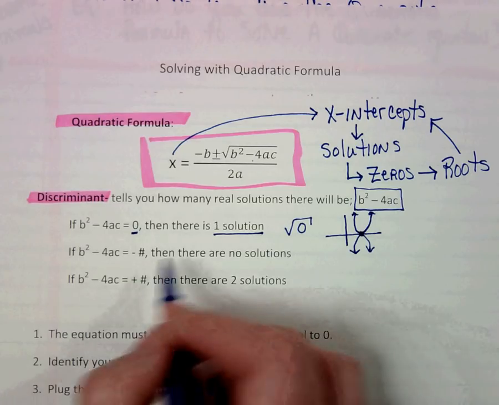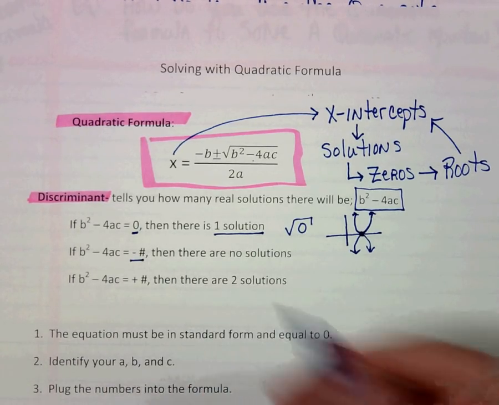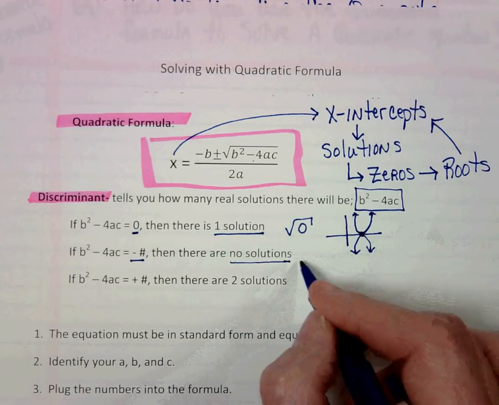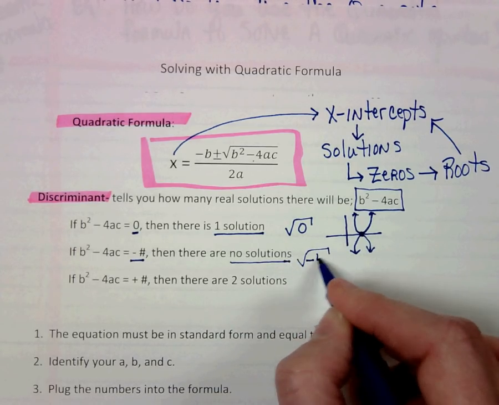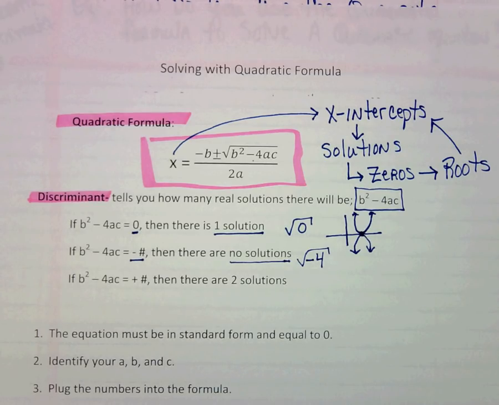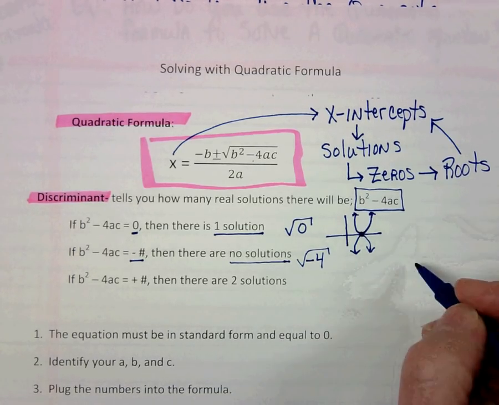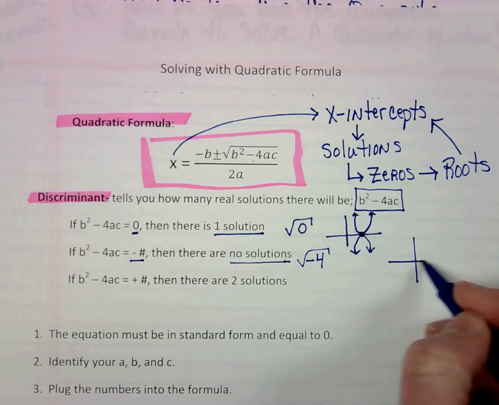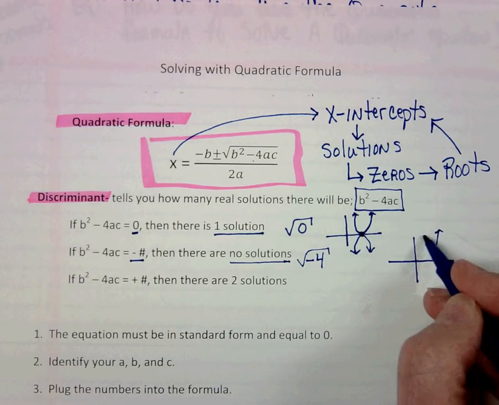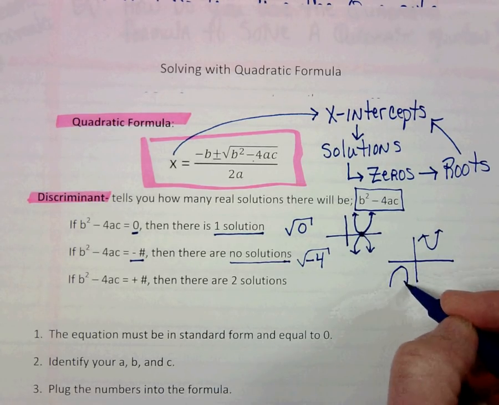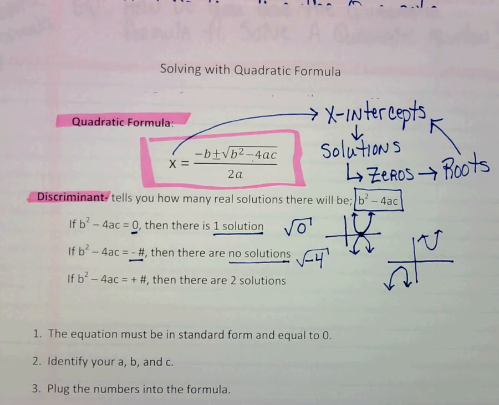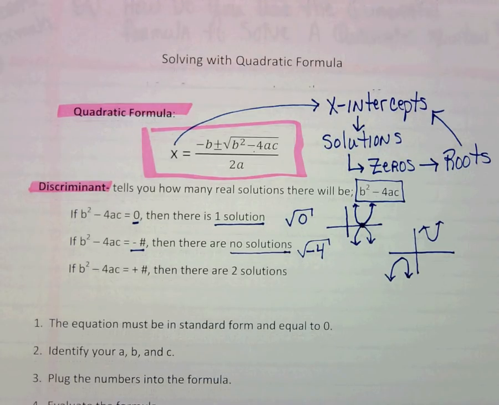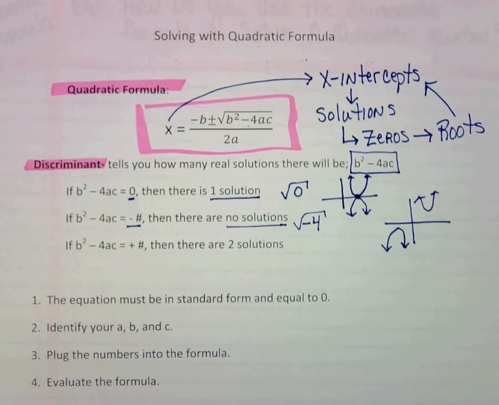If our discriminant comes out to be a negative number, then that means there is no solution. We can't take the square root of a negative number because it has to be the same sign. So that's not possible. If we talk about it in terms of our graph, if there's no solution, that means the graph opens up above the x-axis or it opens down below the x-axis. And so it never crosses the x-axis and there's no solution.